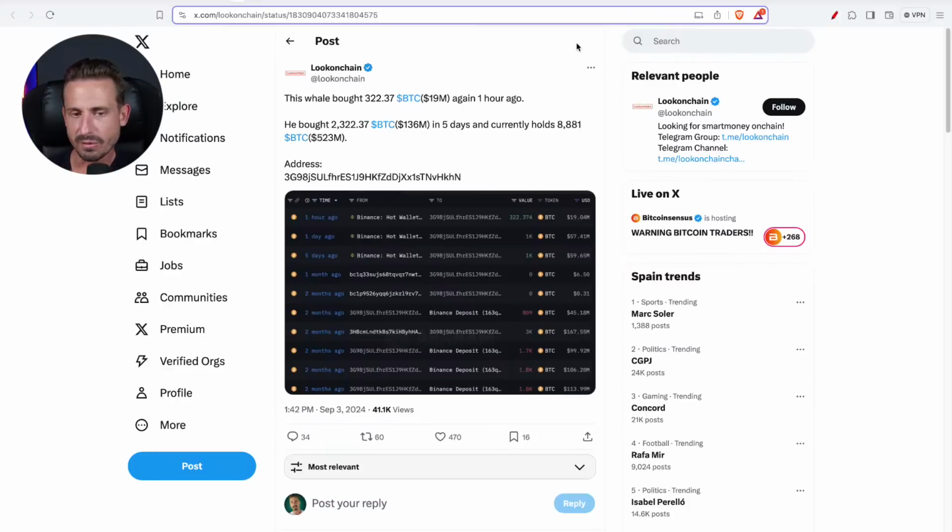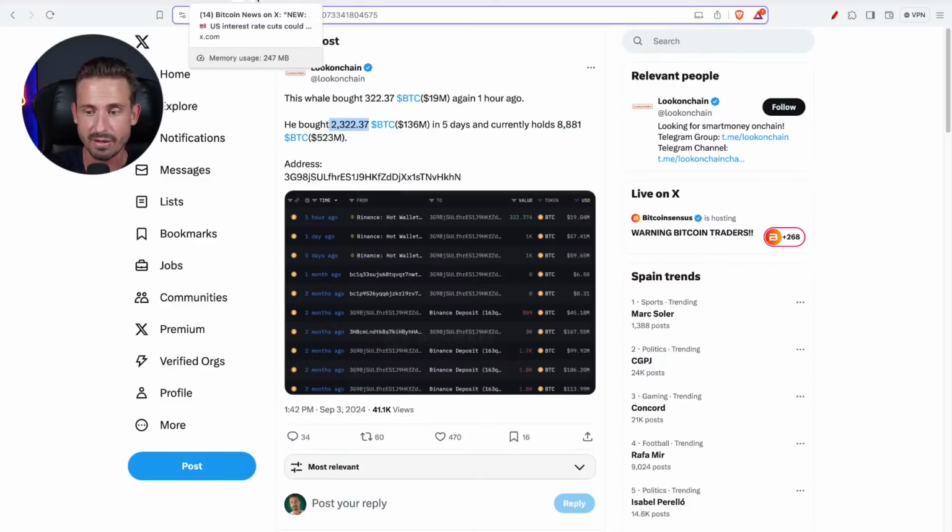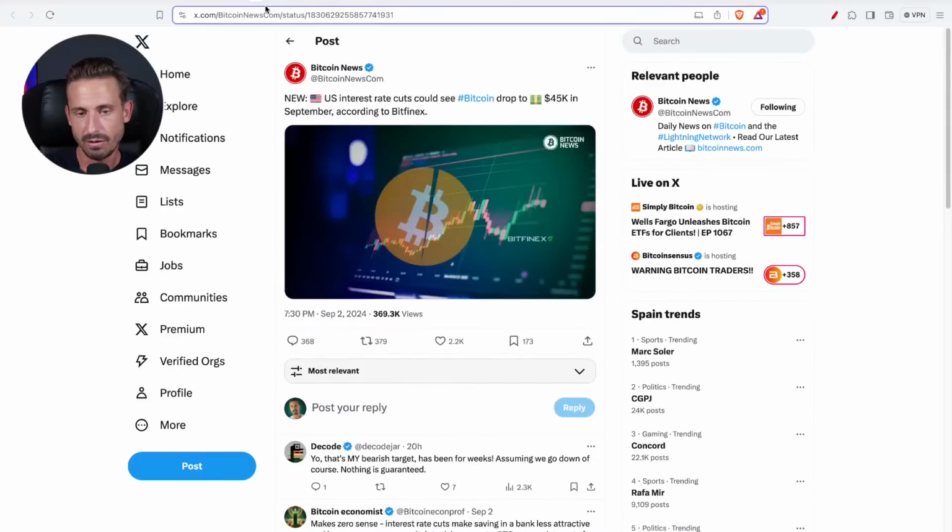This whale bought 322 Bitcoin. We got some whales adding up more Bitcoin. He just bought 2,322 BTC in the last 5 days. Currently holds over 8,881 Bitcoin. So they are whales. They are big players accumulating. We know that wallets holding more than 100 Bitcoin are increasing throughout the last few weeks. So big players are accumulating.